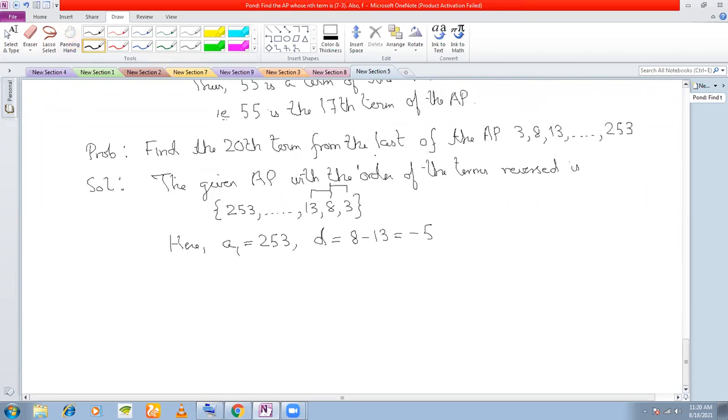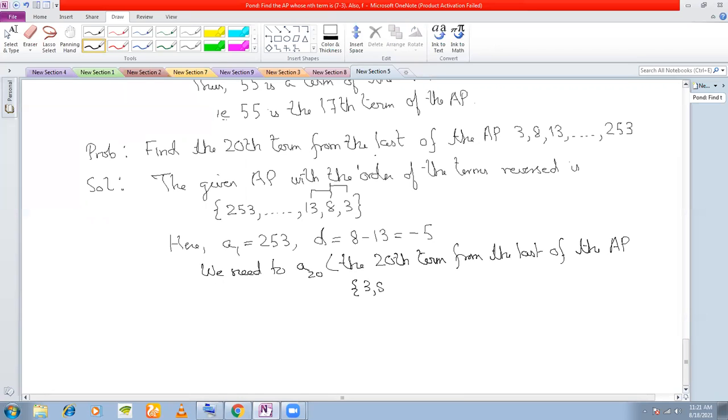So here, what do you have to find? You have to find out the 20th term from the last. Since we have reversed the order of the AP, we need to find A20, which is the same as the 20th term from the last of the AP 3, 8, 13 and so on till 253. That is in the normal order.